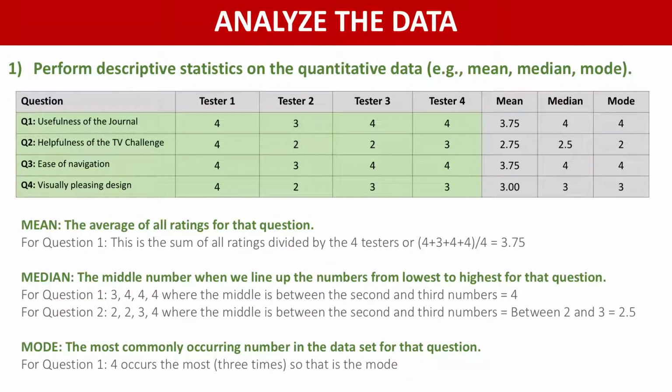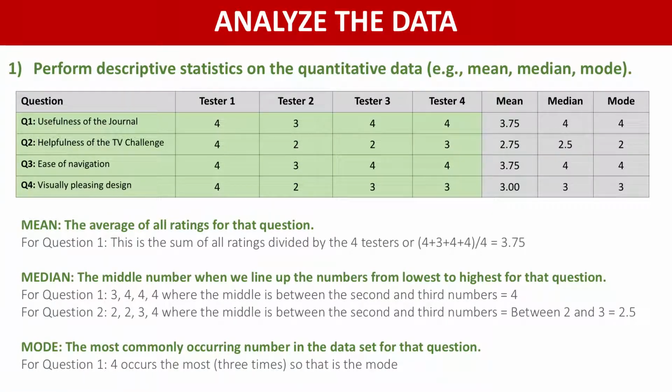Now, the median is the middle number when we line up the numbers from the lowest to highest for that particular question. So if you look at question number 1, if we rate those from lowest to highest, it would be 3, 4, 4, 4, where the middle number is between that second and third number, those positions, which is essentially a 4. Now, we'll do one that's a little bit different for question number 2.